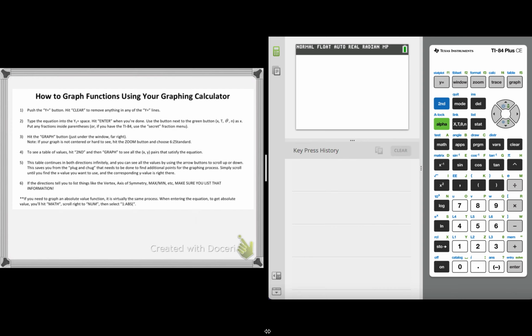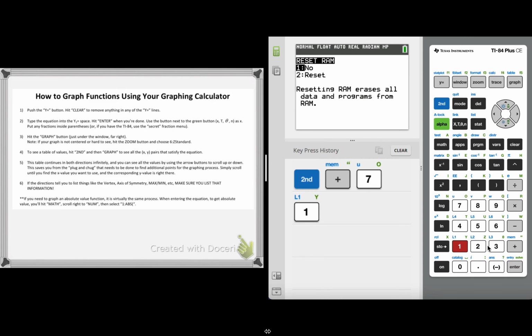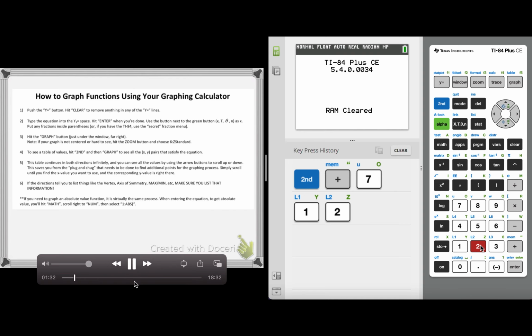If you watch the screen, the buttons I'm clicking here, you'll see under key press history what buttons to hit, so you can pause it and just look at the order of the buttons I'm hitting. To clear the memory on your calculator, you're going to press second, plus, 7, 1, 2. Once you clear the memory, it'll say something to the effect of RAM cleared.